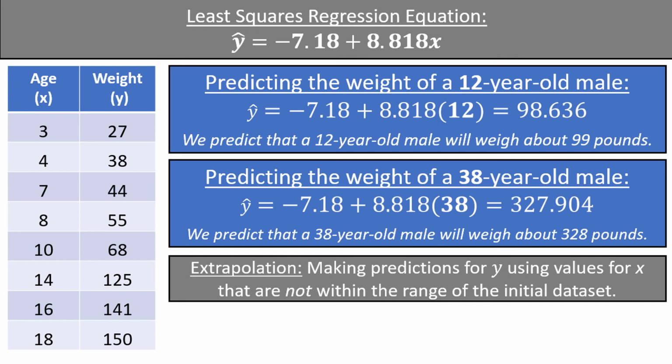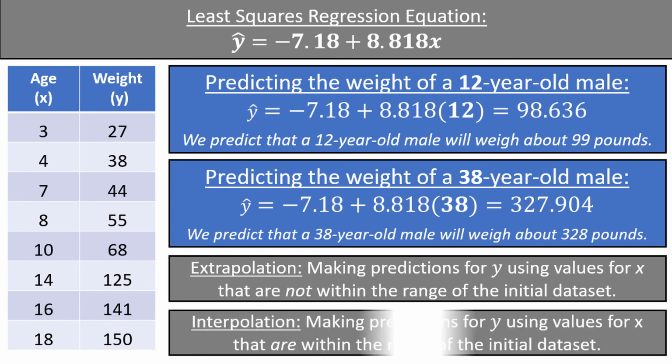On the other hand, when we try to make predictions for y using values of x that are within the range of the initial dataset, such as when we predicted the weight of a 12-year-old earlier, we call that interpolation. Predictions made using interpolation will generally be more accurate than predictions made using extrapolation.